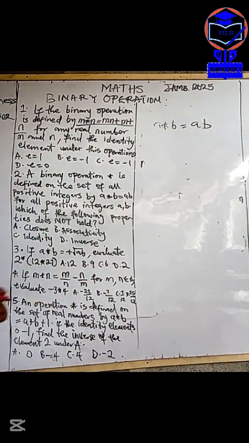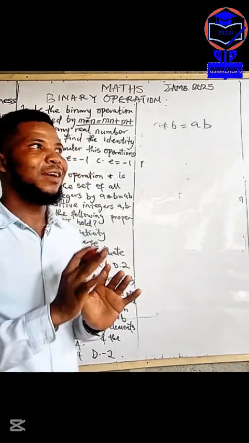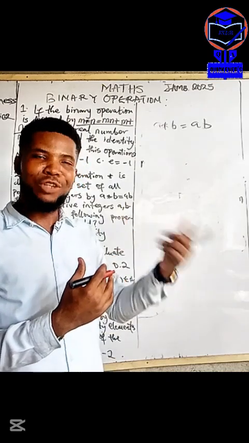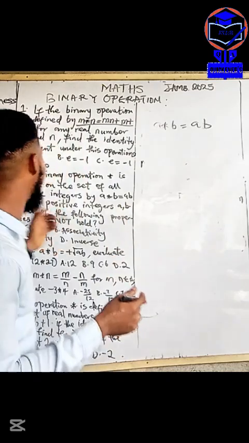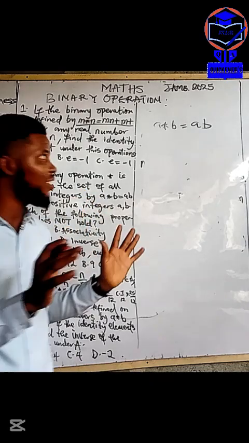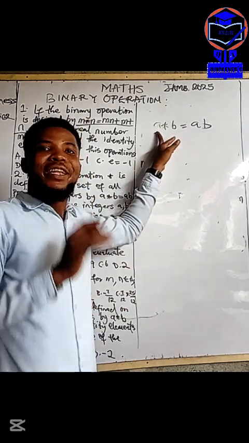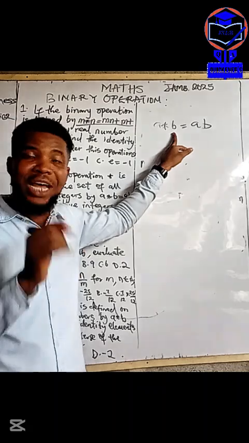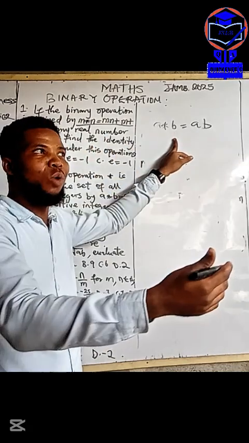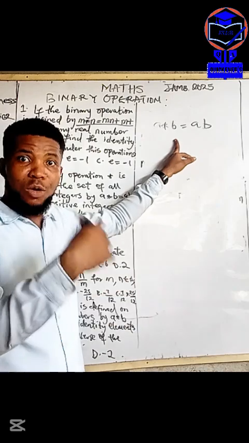Let's see. The first one, closure. The closure property means that after operating, you are still going to get a result that is part of the set. So what set are we looking at? A set of all positive integers. So the two elements that will be operated must be positive integers, and the result must be a positive integer. Will that occur?